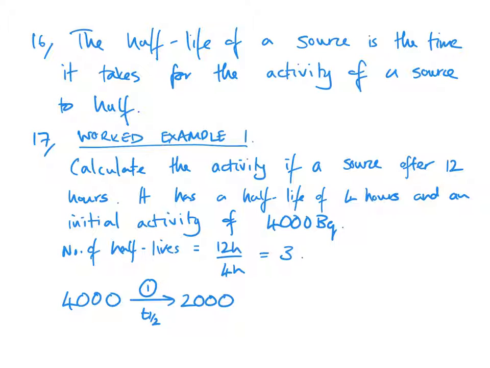So we know that after 1 half-life, it will go from 4,000 down to 2,000. After another half-life, so this is my second half-life, it will go from 2,000 down to 1,000. And after 3 half-lives, which is what I was interested in, our final activity will be 500 becquerels.